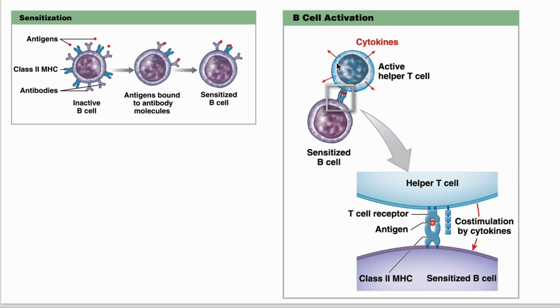We've already got that active helper T cell from earlier. That induces a response of cytokines, and those cytokines act as co-stimulation between the helper T cell and the sensitized B cell. The co-stimulation from the active helper T cell will further stimulate and activate the B cell to develop into a plasma cell to produce antibodies.